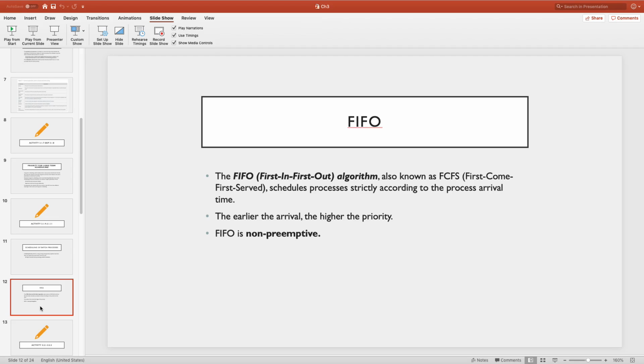So because of the way it works, first in, first out is non-preemptive, right? Yeah, it is like a stack, yeah.